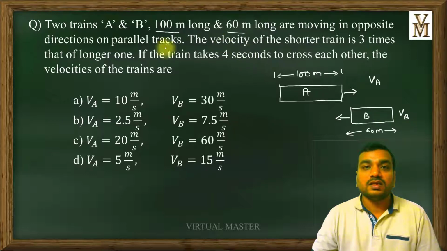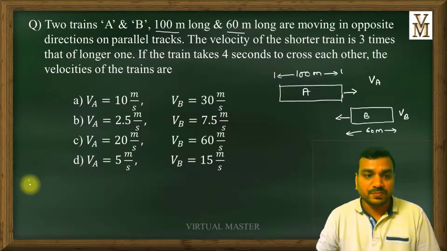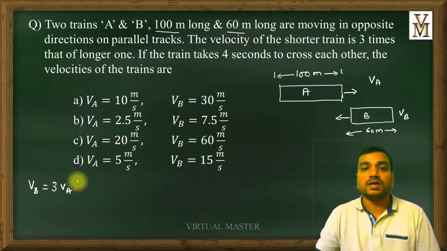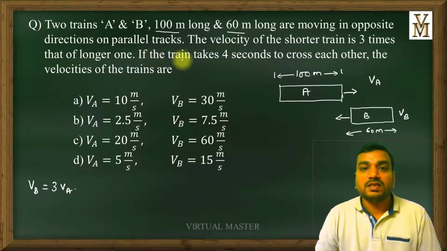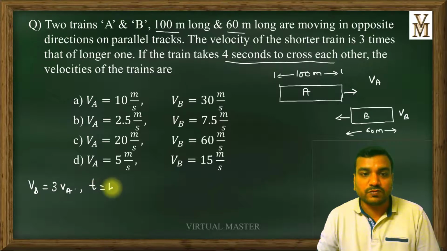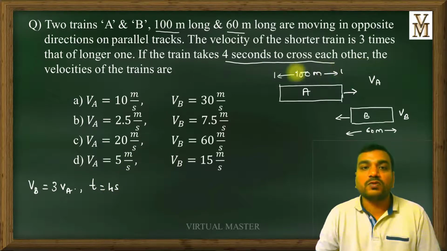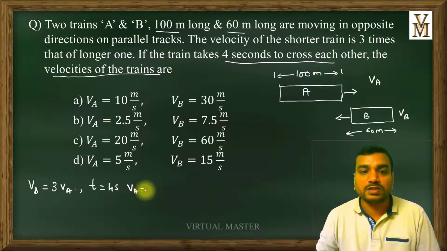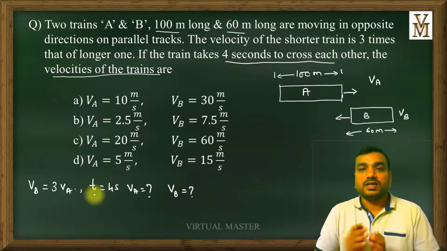And what is given here? The velocity of the shorter train is 3 times the velocity of the longer train, that is VB is equal to 3 into VA. Okay, and the trains take 4 seconds to cross each other. Time is also given here, t is equal to 4 seconds. Now in this case, what do we have to find? We have to find the velocities of the trains, that is VA equals how much and VB equals how much. Okay, now let us try to solve.